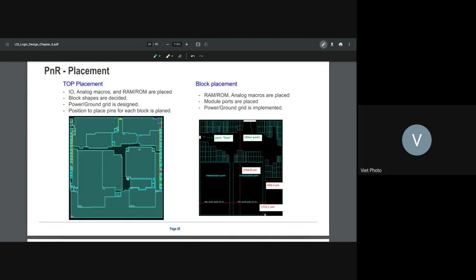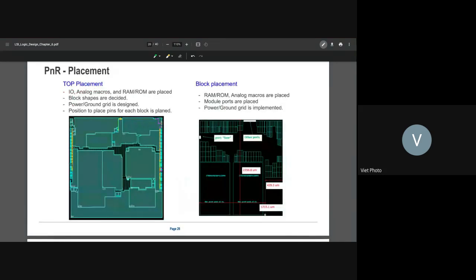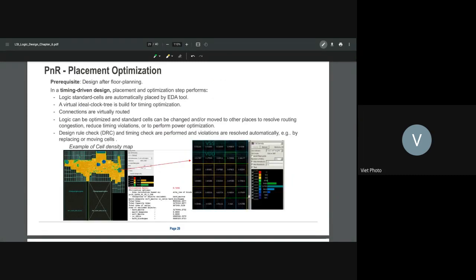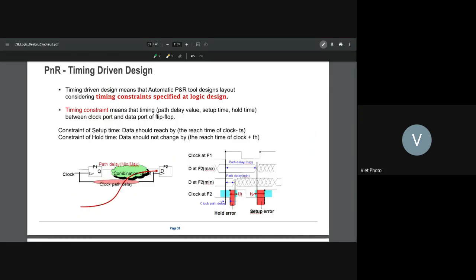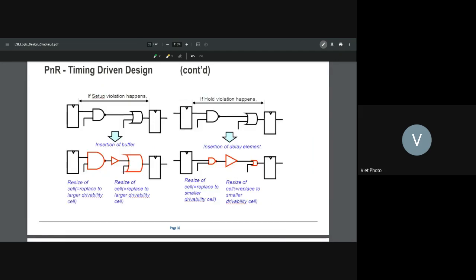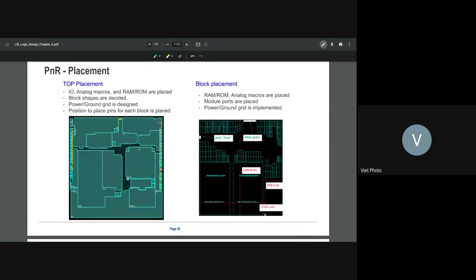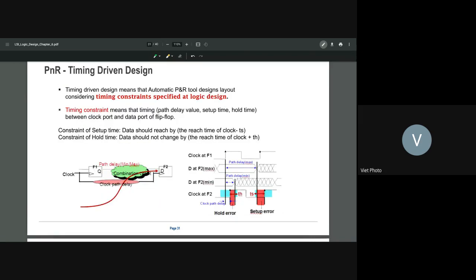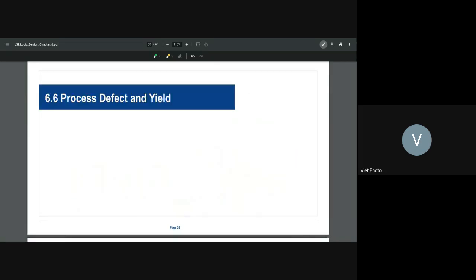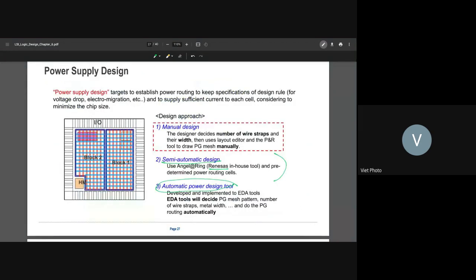All right, next slide please. Okay, this is from placement now to routing. I think I will add some more slides here to explain placement, CTS, routing, and post route. I will add some more slides to explain these things. Okay, so we stop here, and next time will be the last one.